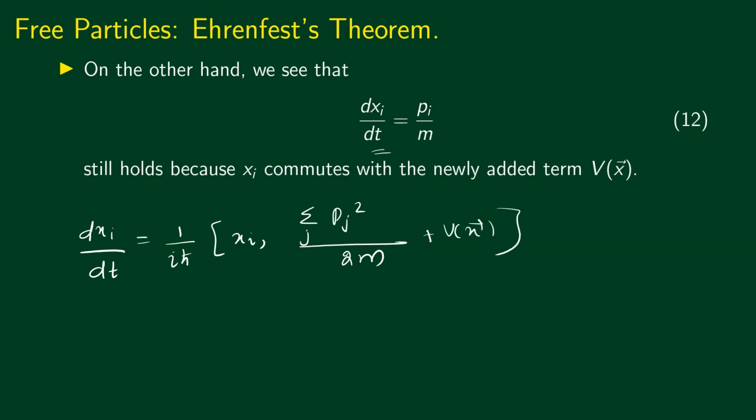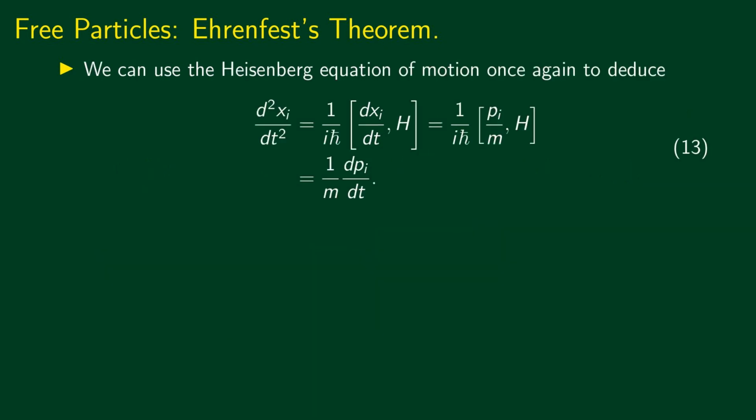Alright, now these are also equal time commutators. So the commutator of x_i with V of x vector is 0. So this commutator just boils down to 1 divided by i h bar, the commutator of x_i with the sum over j of p_j square divided by 2m. Now this is something that we evaluated in the free particle case and it is equal to p_i divided by m. So dx_i by dt is still p_i divided by m.